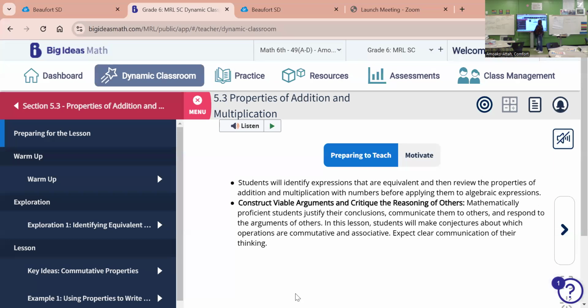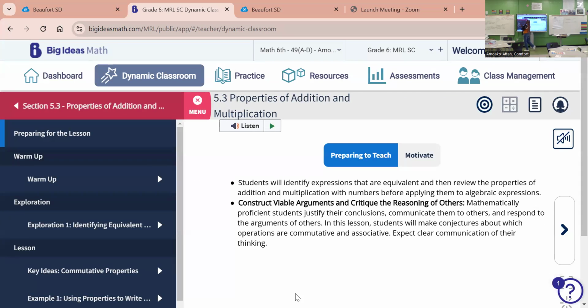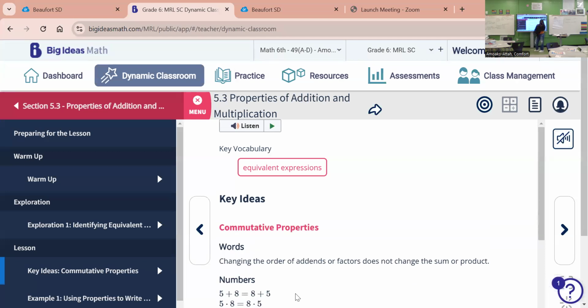All right, so we are on the properties of addition and multiplication. Let's look at the key vocabularies in our lesson. By the end of the class, students should be able to identify equivalent expressions and apply the properties to generate equivalent expressions. That should be our focus for today. Our key vocabulary in our lesson is equivalent expression.